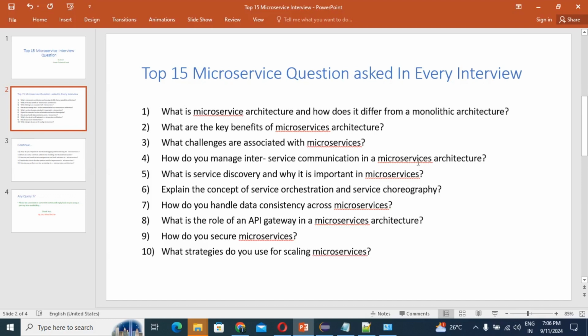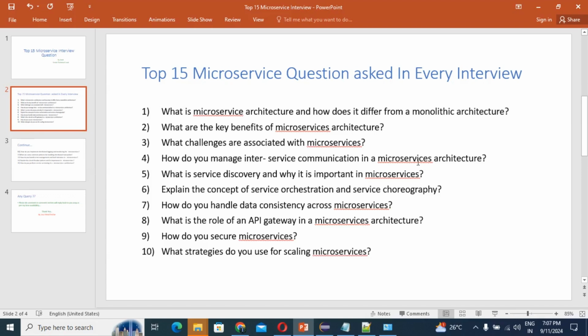The key benefits of microservices architecture include the following points. Scalability: individual services can be scaled independently based on their needs. This is the first benefit. Second, flexibility: different services can use different technologies and frameworks. Third, resilience: failure in one service doesn't necessarily affect the entire system. That is a main important benefit of microservice architecture.